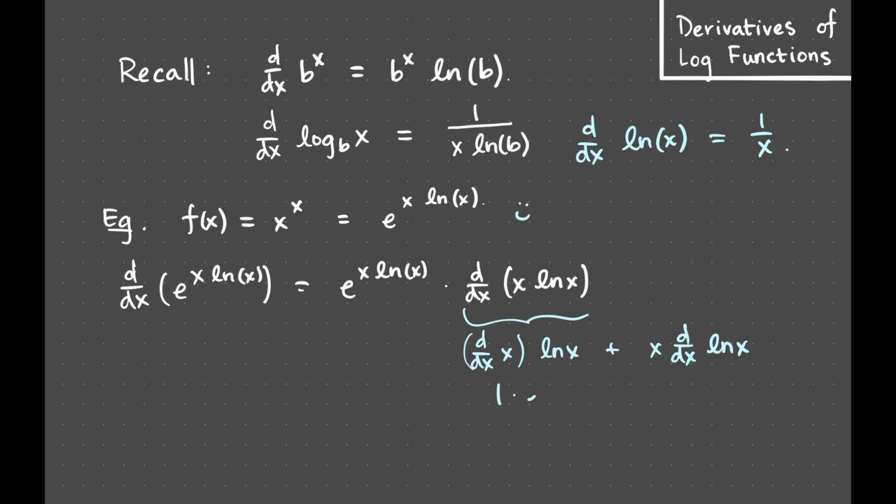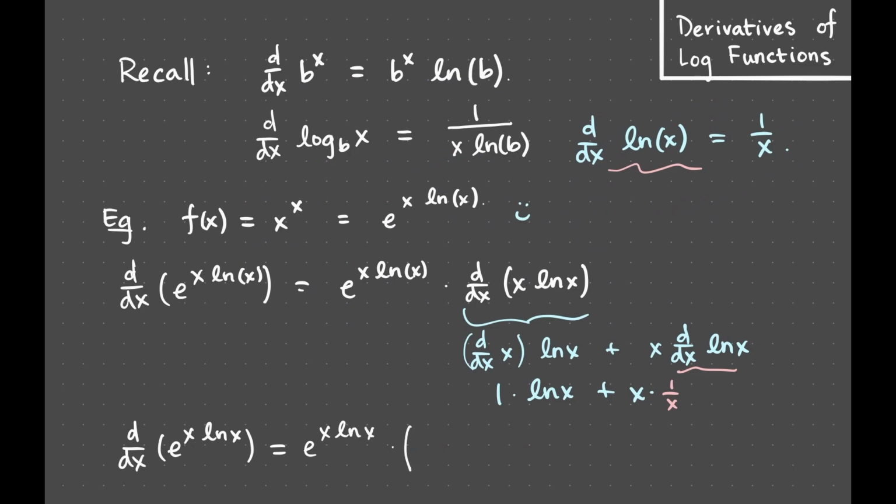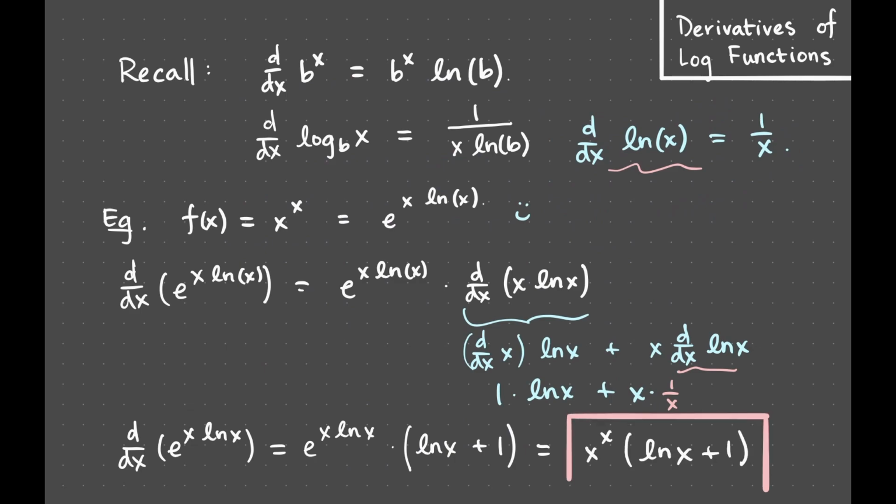The derivative of x is just 1, and the derivative of ln x we just computed to be 1 over x. Making these substitutions then, the full derivative becomes e to the x times ln x times the quantity ln x plus 1. Now, the first term is just x to the x, and so the derivative becomes x to the x times the quantity ln x plus 1.